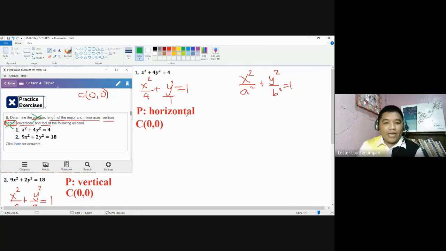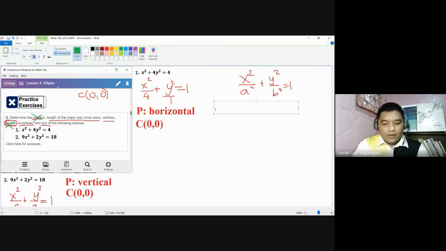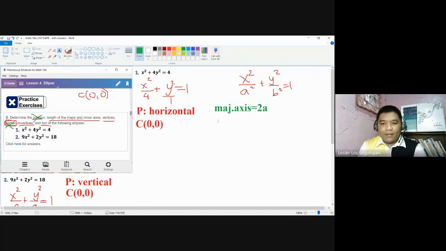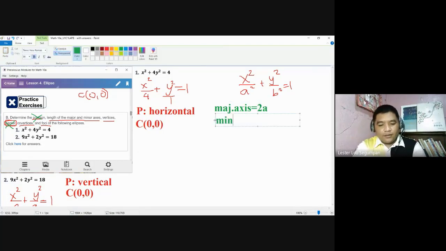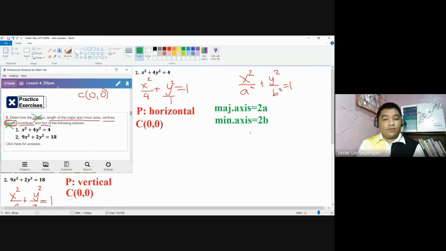The length of the major axis, let me write it here, its length is actually equal to 2a, while the minor axis is equal to 2b. Again, the major axis, its length is 2a, and the minor axis is 2b.